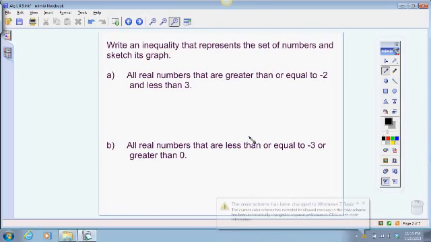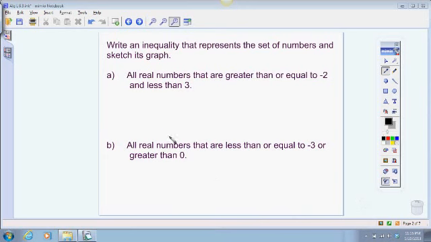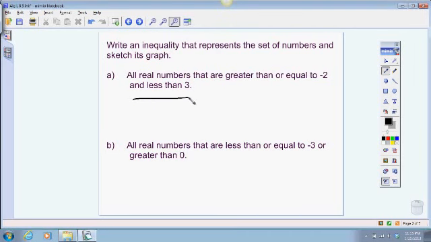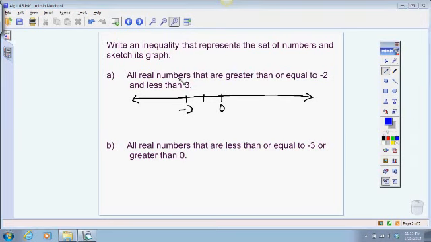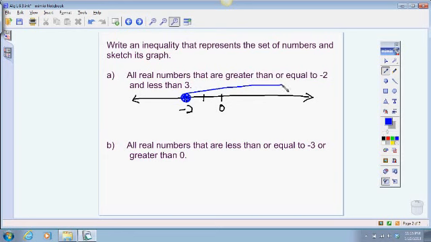So all real numbers that are greater than or equal to -2 and less than 3. Sometimes I find it helpful to draw a graph, and since we have to sketch the graph anyway, it works. All real numbers that are greater than or equal to -2. So here's 0, here's -2. We're going to talk about all the numbers greater than or equal to that.